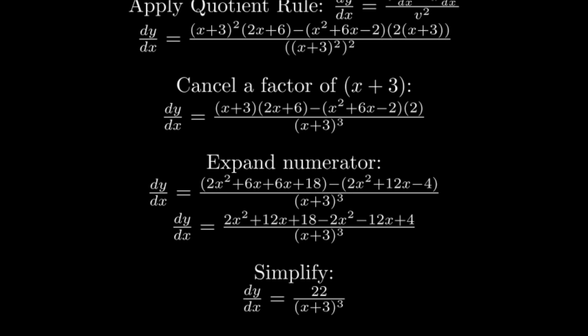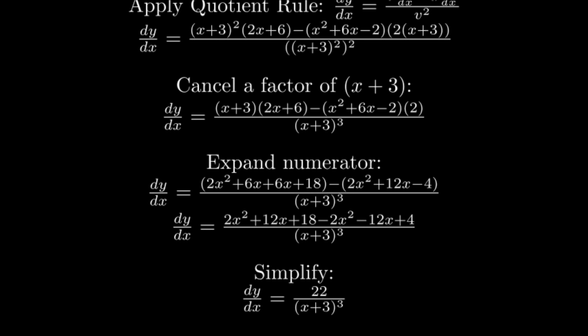Wait, let me recheck the calculation from the book. The book has a different expansion. Let's recheck. (x plus 3)(2x plus 6) is 2x squared plus 12x plus 18. And (2x squared plus 6x)(2) is 2x squared plus 12x, with the minus 4. So the numerator is 2x squared plus 12x plus 18 minus 2x squared plus 12x minus 4, which equals 18 minus 4, equals 22. The book has minus 22.